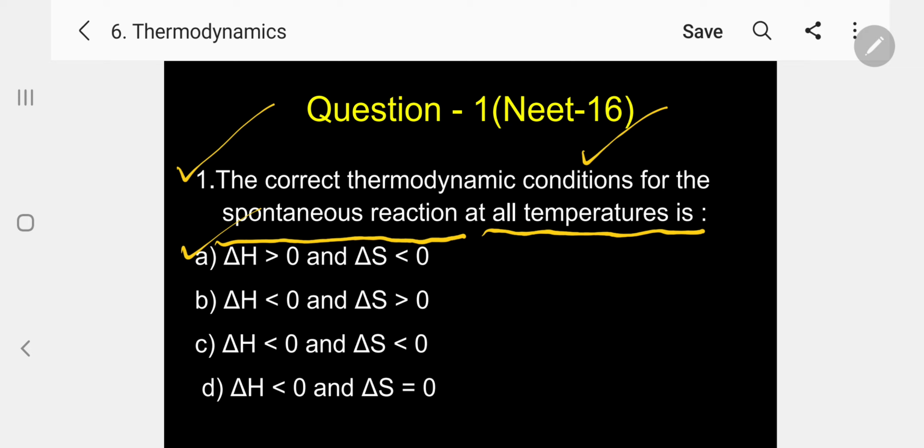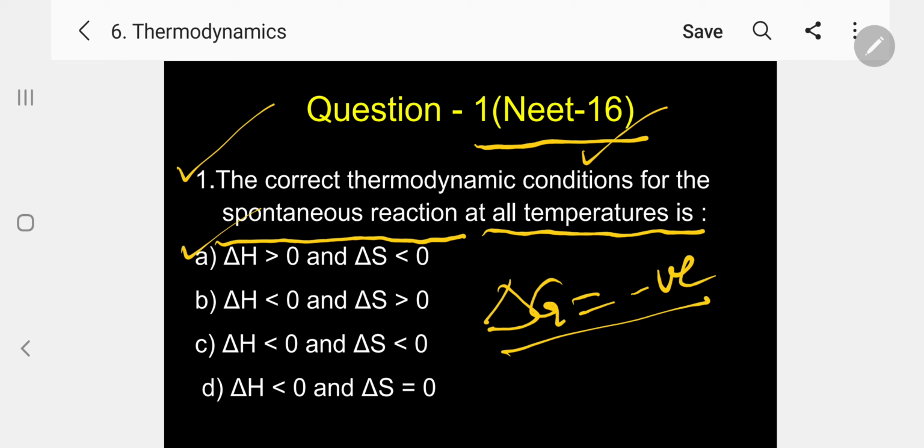Please follow. This question was asked in NEET 2016. So it is not yet a problem, only an understanding of a concept. What is a spontaneous process? I have different types of process. One is spontaneous. Any process that takes place instantaneously without any external agency is called a spontaneous process. For a spontaneous process to take place, delta G should be negative. This is the condition.